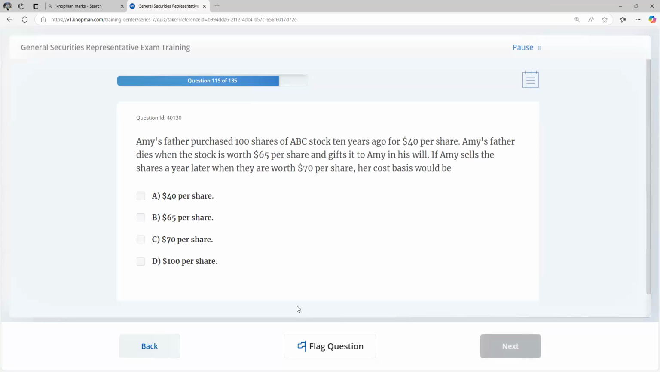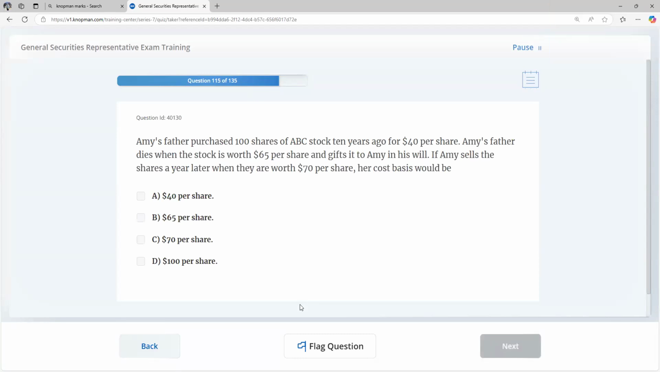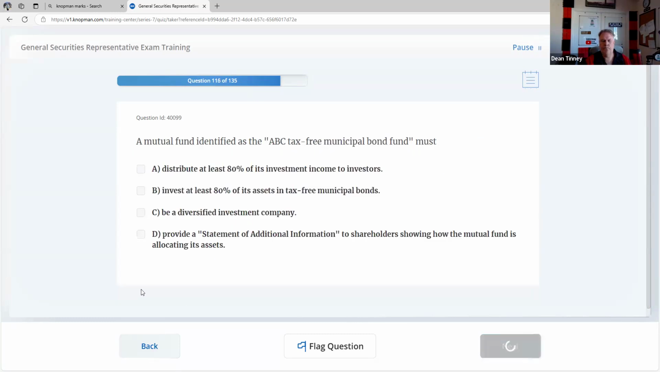Amy's father purchased ABC 10 years ago at 40. Amy's father dies when it's 65 and gifts it to Amy in his will. If Amy sells the shares a year later when they're worth 70, her cost basis is 65, right? Yeah, there's a lot of dead people questions, right? A mutual fund identified as ABC tax-free muni bond fund must.